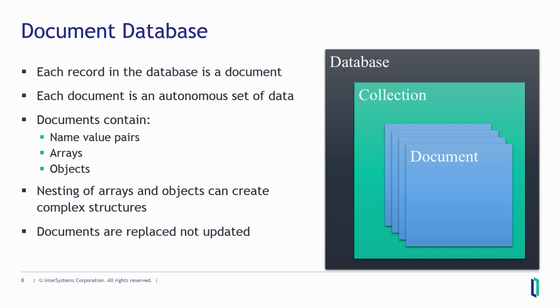The other thing to note, documents are replaced. They're not updated. So you might have a value at a key level in a document. Rather than trying to find it and replace that value, just replace the document. Whereas in a relational database, you just change that value at that row-column intersection.